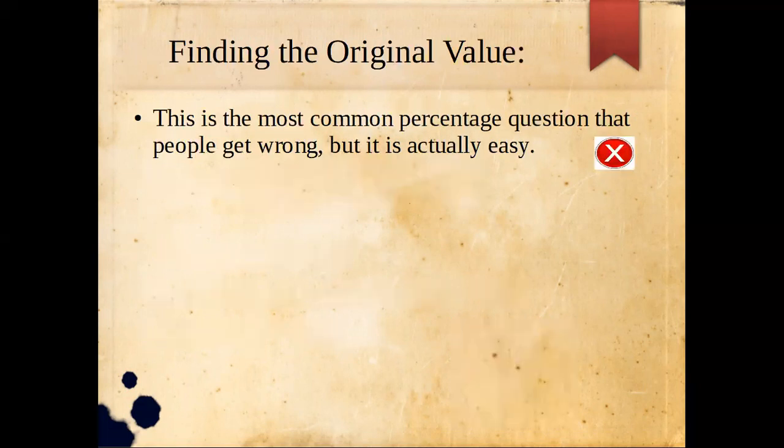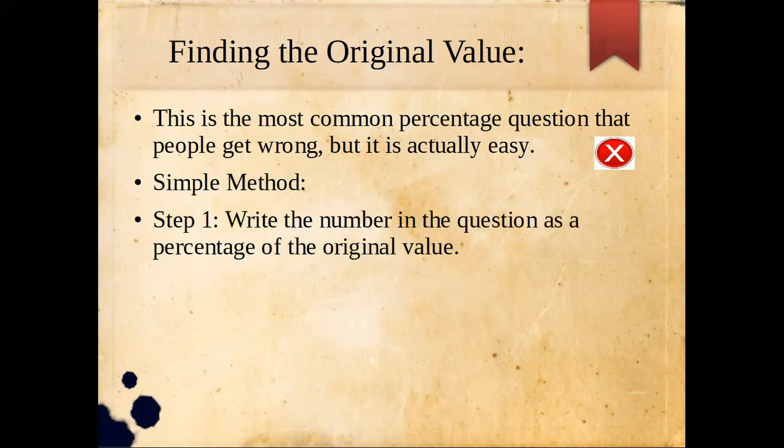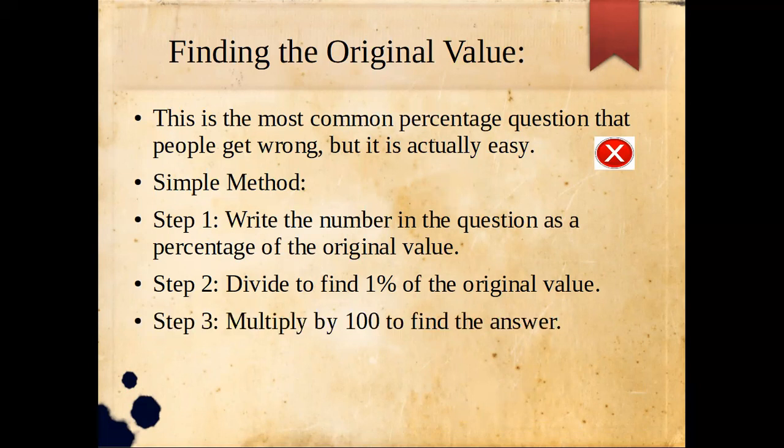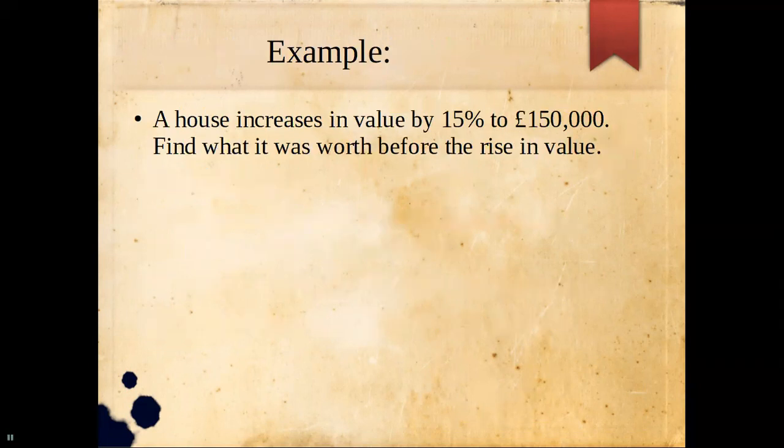Now it's time for the next question type: finding the original value. This is the most common percentage question that people get wrong, but it's actually pretty easy. The main reason people get this wrong is because they don't understand what the question is asking. Once you understand that, it's quite easy. The simple method is to write the number in the question as a percentage of the original value, which you'll see in a minute. Divide to find 1% of the original value. Then multiply by 100 to find the answer. And that's the answer.